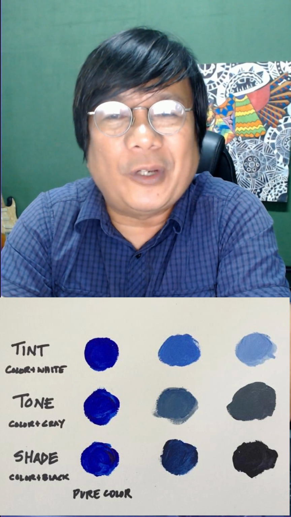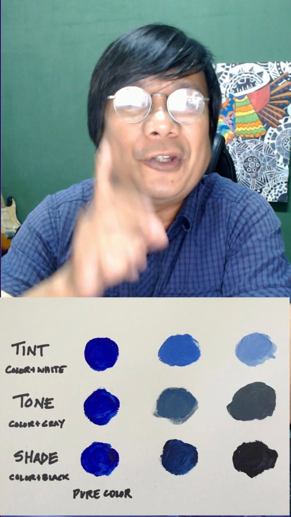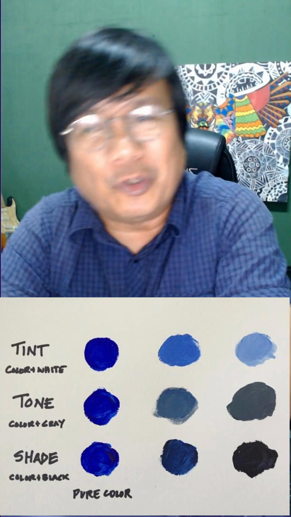Understanding and controlling value is crucial for creating the illusion of light and shadow. This enhances the sense of form and spatial depth in an artwork. Remember, value refers to the lightness or darkness of your subject.